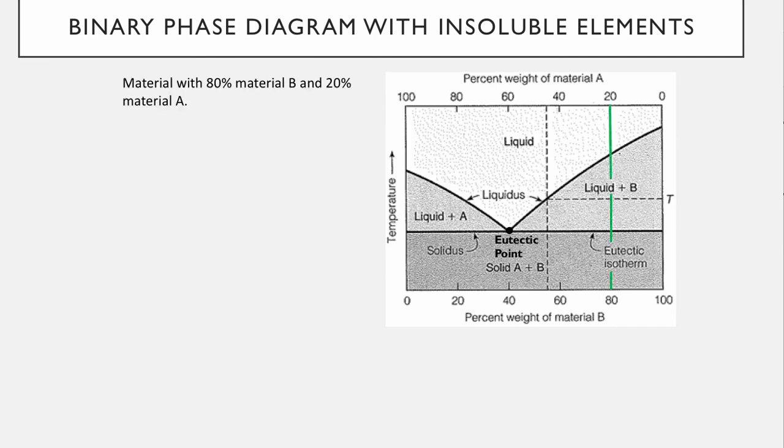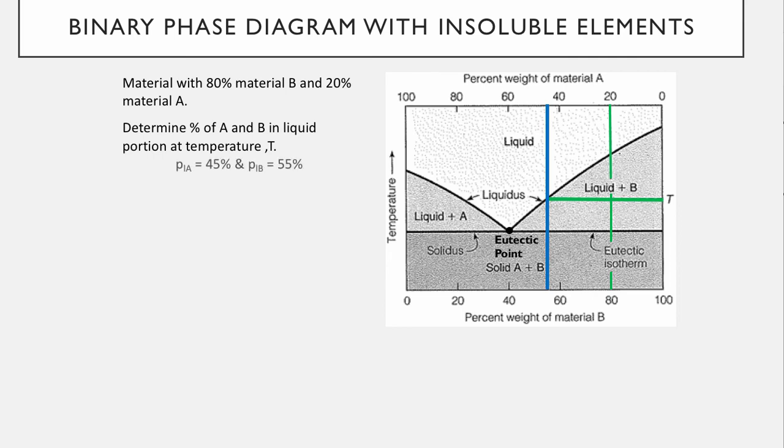So we can draw that line representing our original composition. We were told we were at temperature T, and we wanted at temperature T to determine the percent of A and B in the liquid portion. So we can draw our vertical line to represent that, and I would estimate that it's at about 45% A in the liquid and 55% B in the liquid.